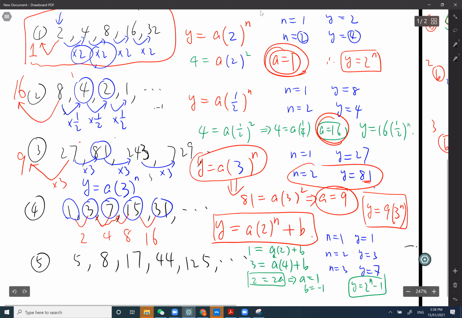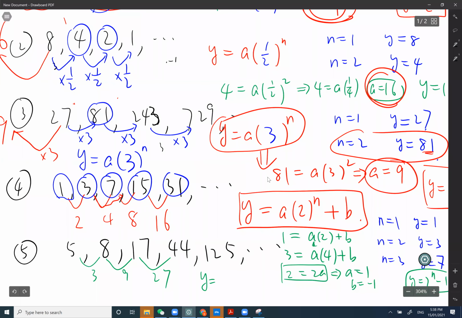We need to finish this question step by step. Victoria, what's the first step? What's the difference here? 3, 9, 27. There's something to the power of 3, right? So Victoria, how do we write the formula?